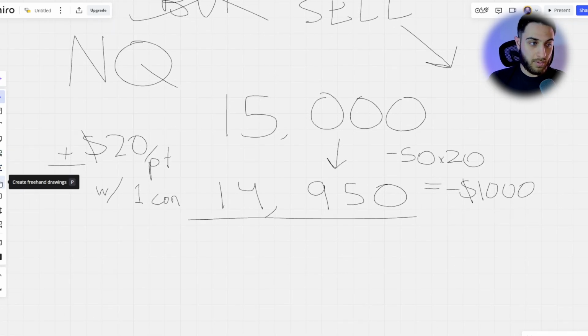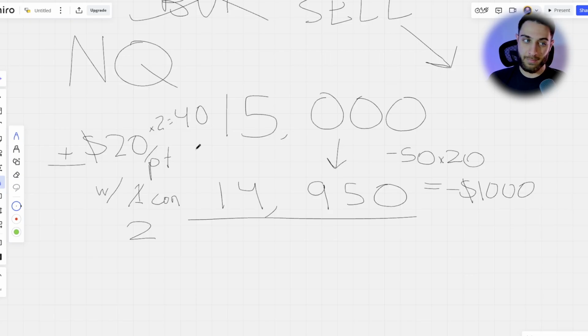All you need to know is that the number of contracts you enter with multiplies the amount of money you're going to make or lose. So if we're making $20 per point with one contract, if we have 2 contracts, we're going to be making or losing double this. So times 2, that's $40 per point.